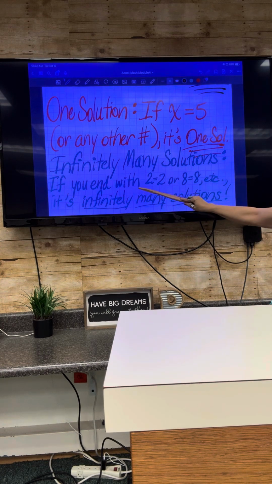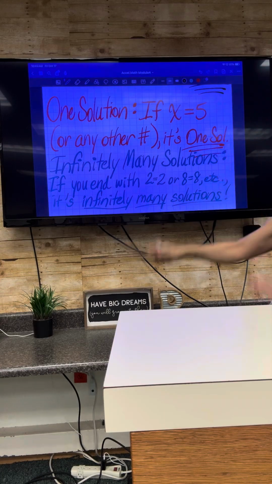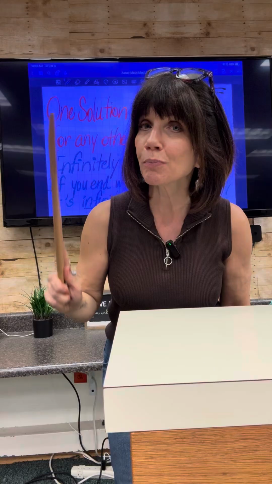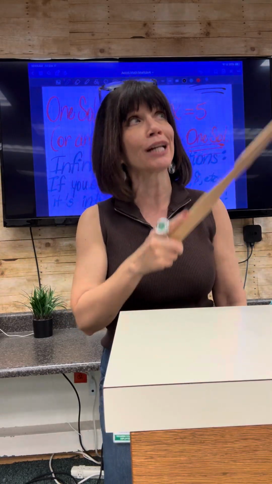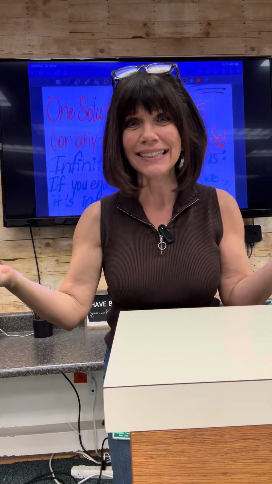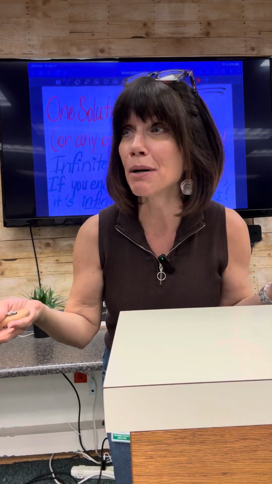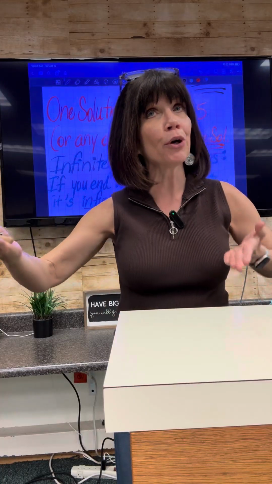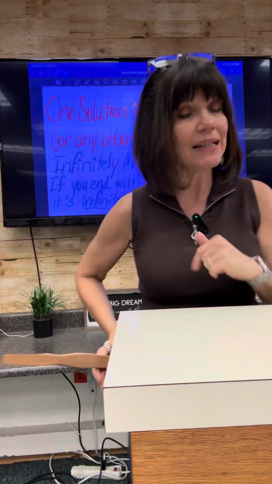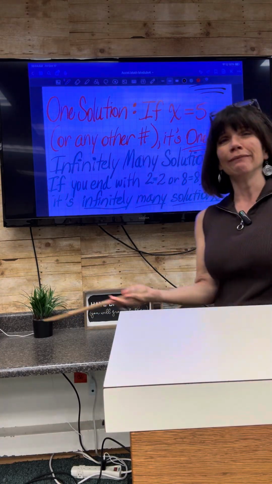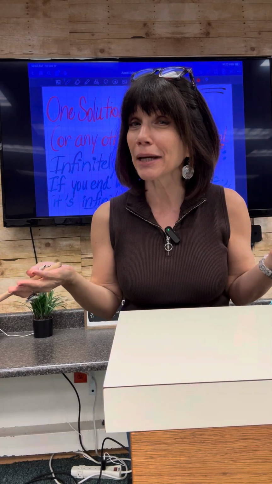Infinitely many solutions. If you end with something like 2 equals 2 or 8 equals 8, etc., it is infinitely many solutions. I'll give you an example. You solve 2x plus 2 equals 2x plus 2. Guys, do we end up with the exact same amount on both sides? Yes, because I said the same amount on both sides, didn't I? So if we have the same number equaling the same number, like 2 equaling 2, that means infinitely many solutions.